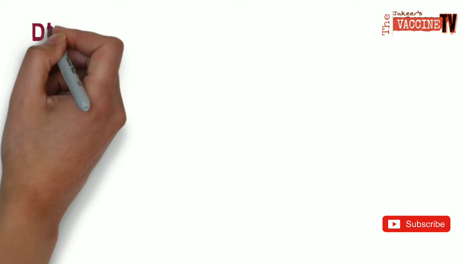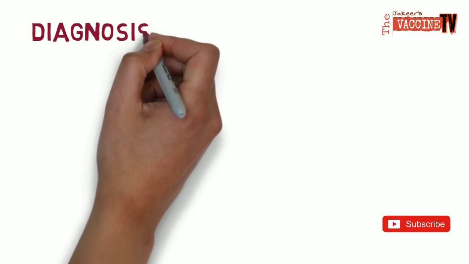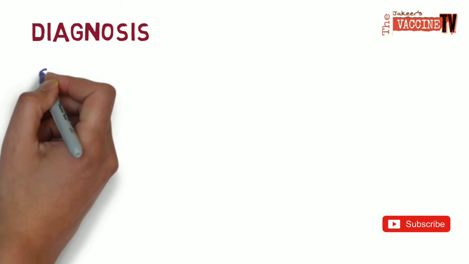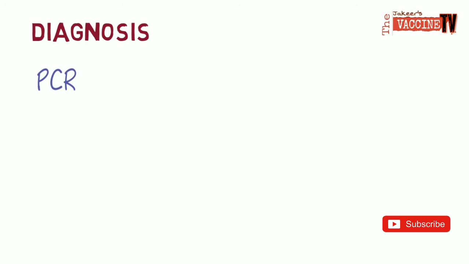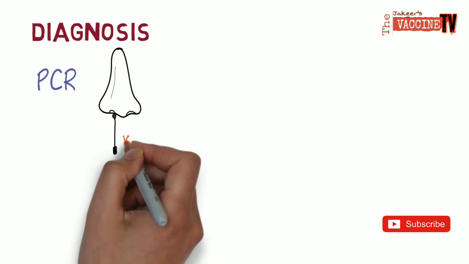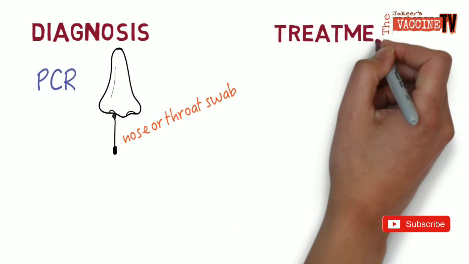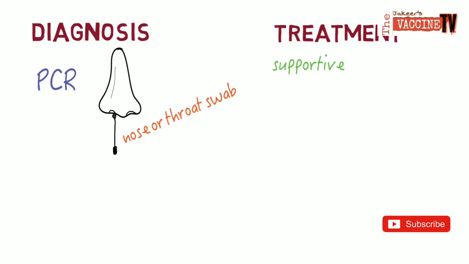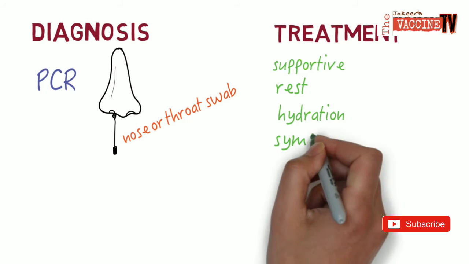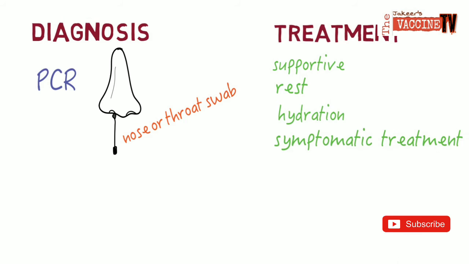There are a number of different lab tests that can be used to diagnose the disease. The most commonly used test is a PCR, or polymerase chain reaction, and is done on a nose or throat swab. This test identifies the virus based on its genetic fingerprint. Most people recover from the flu by supportive treatment, which includes plenty of rest, good hydration, and medicines to relieve symptoms. Antiviral medications are sometimes used to reduce the length of symptoms and the risk of complications.